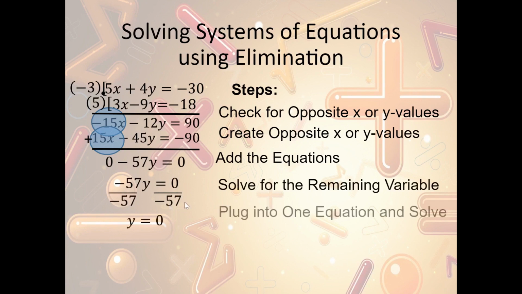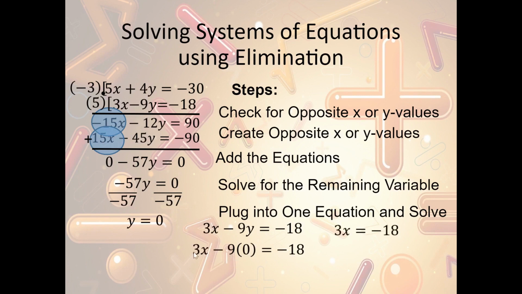Now I'm just going to plug that back into one of the equations and solve for x. It doesn't matter, I can use any of the 4 equations now that I created. So I'm just going to use this one. So I have 3x minus 9y is equal to negative 18, but y is equal to 0. So I plug that in. Now I have 3x minus 9 times 0, which is just 0, is equal to negative 18. So this just drops out. I'm left with 3x is equal to negative 18. Divide both sides by 3, and I get x is equal to negative 18 divided by 3 is negative 6.